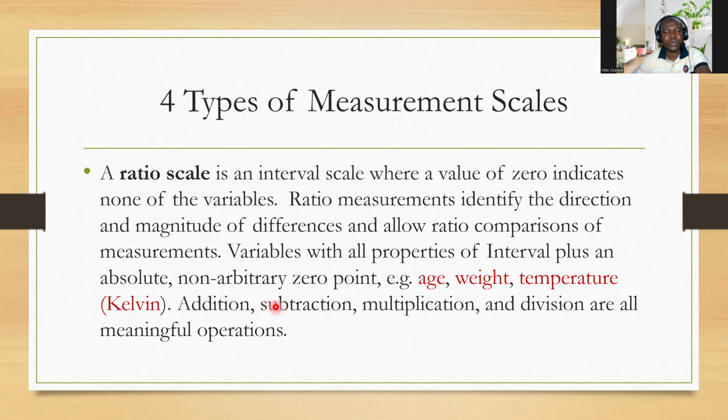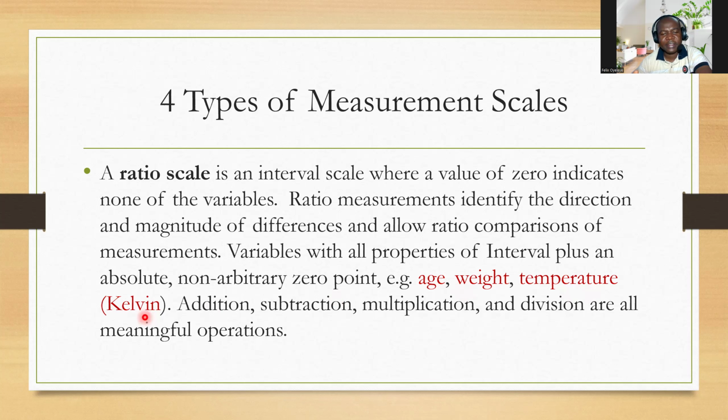Now, the last type of scale we'll be talking about is the ratio scale, which is an interval scale where a value of 0 indicates none of the variable. So the ratio scale identifies the direction and magnitude of differences, and allows ratio comparison. You can also have operations like subtraction and multiplication conducted on a ratio scale. An example is age, weight, the temperature in Kelvin.